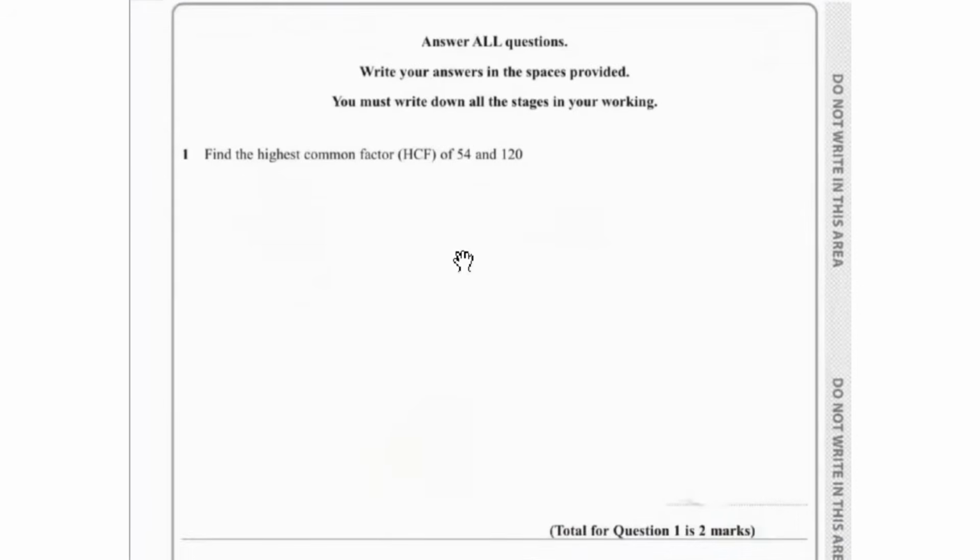It says find the highest common factor of 54 and 120. So for this, we're going to draw the factor tree for 54 and 120. So 54 is 9 times 6, 9 is 3 times 3, and 6 is 3 times 2. 3 and 2 are prime numbers, so we cannot further break these down.